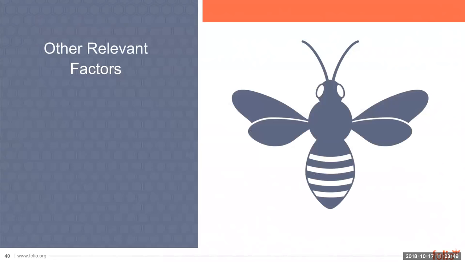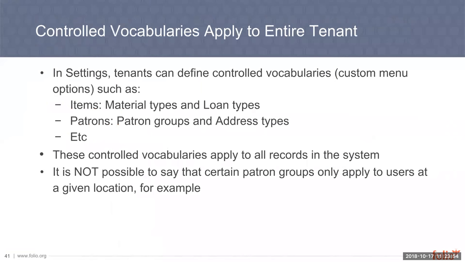Okay, now to the last section, other relevant factors. Controlled vocabularies do apply to the entire tenant. If you're in settings in Folio, you can define some controlled vocabularies or custom menu value options. For example, in the item record, there are menus for material type and loan type, and the tenant decides what values should be in those menus. Likewise, on the user record, the patron groups are tenant defined, the address types are tenant defined.